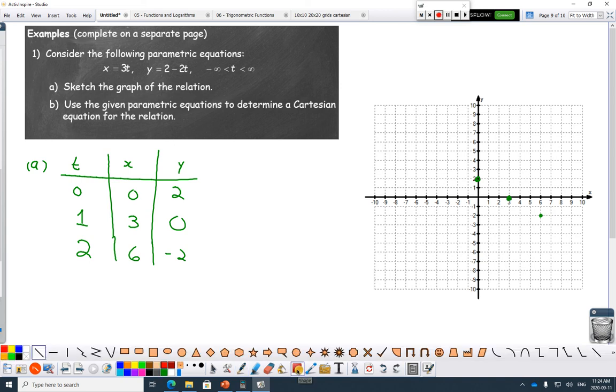Draw the line. Help me draw the line. Oh, arrows? Do I put arrows in the ends? Yeah, negative infinity to infinity. It's saying this thing goes out forever either way.